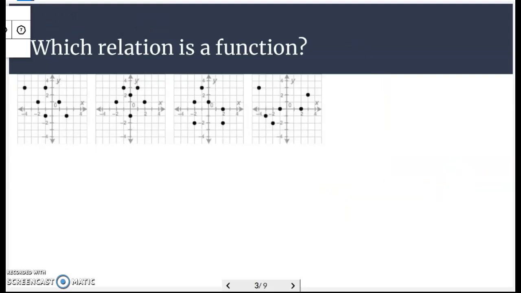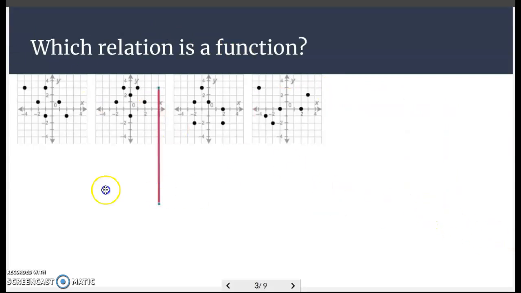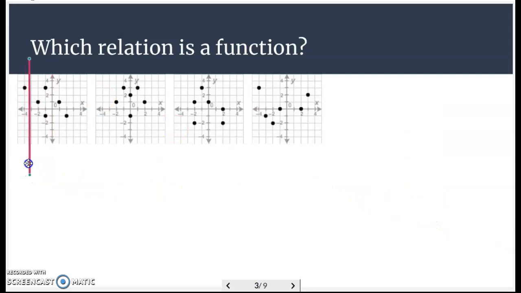And we'll do it again here. Let's get another vertical line and scan it across, even though there are just dots, coordinate points, here. Right here, see how we're touching twice? The first example is not a function. Scan the second one. Once, twice. There are 2 points touching. This one is not a function.